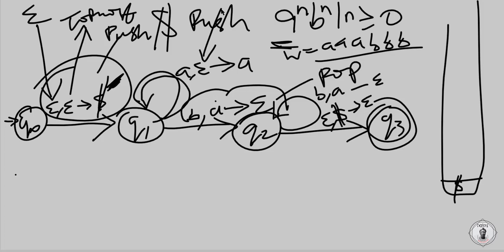So let's quickly practicalize this. I have A, B, B, B. Let me erase this so that we can see.